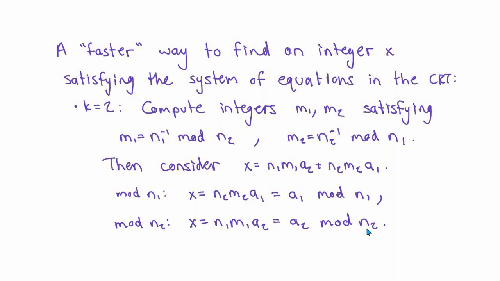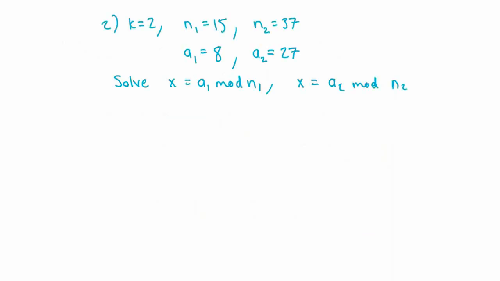n1 and n2. Okay, well, now let's do an example with numbers, just to make sure that we actually know what we're talking about here. So let's try to find an integer solution x to the system of equations x equals a1 mod n1 and x equals a2 mod n2, with n1 equals 15, n2 equals 37, a1 equals 8, and a2 equals 27. Following our recipe, the first thing that we want to try to do is to find an integer m1 with the property that m1 is equal to n1 inverse modulo n2.